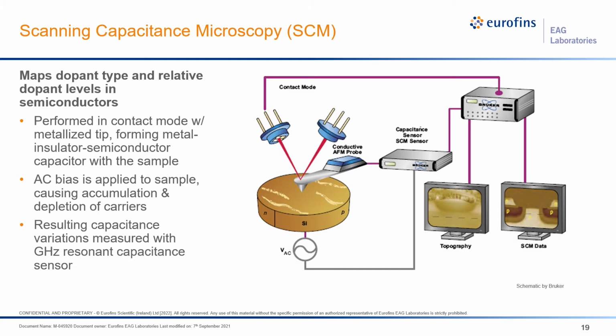During the measurement, an AC bias is applied to the sample, which causes the accumulation and depletion of carriers. The resulting capacitance variations are detected with a capacitance sensor. I'd like to note that the output is dC/dV, so you're not directly measuring capacitance by this technique. Along with the electrical information, height data is also collected in SCM mode.